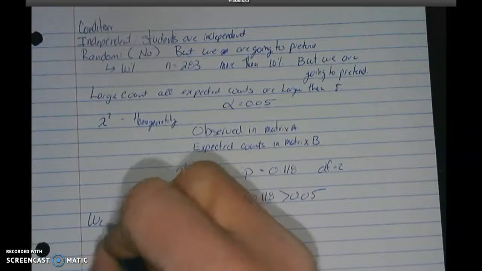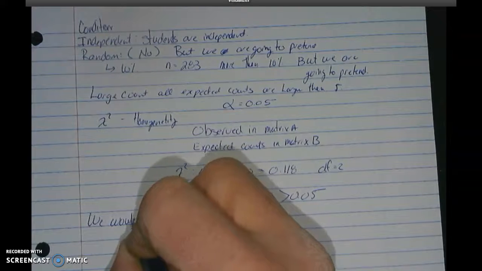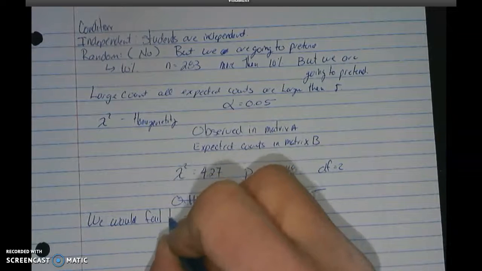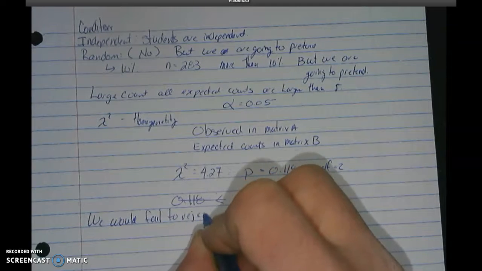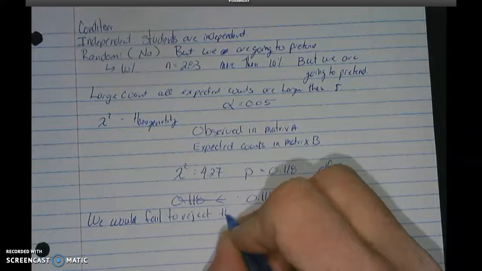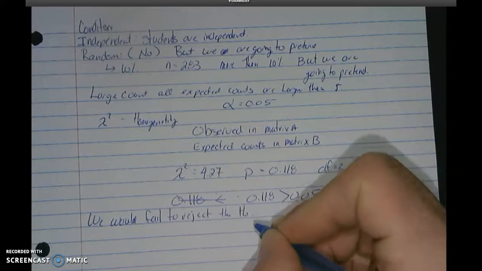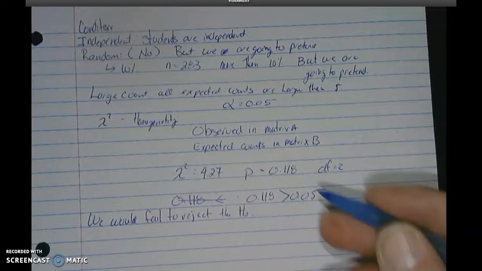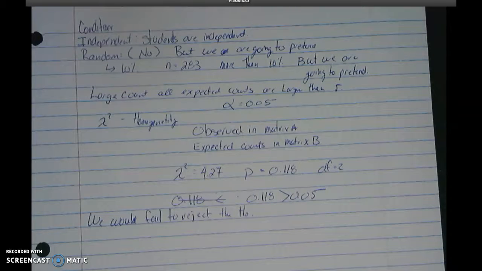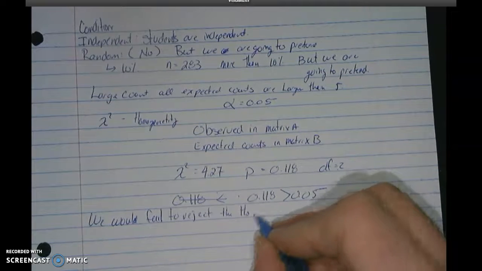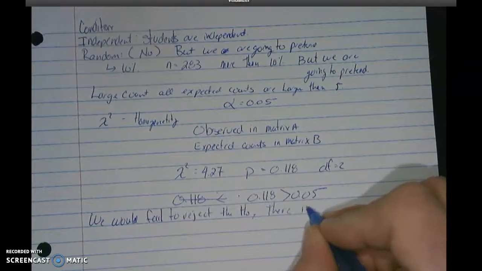Yep. I told you we should have done it differently. Even if you did 0.1, guess what? You still wouldn't reject. Okay? So then what do we write up here? There is not sufficient evidence to reject the null hypothesis.